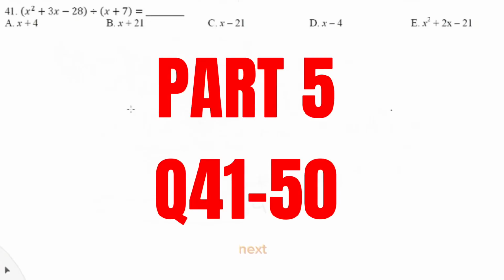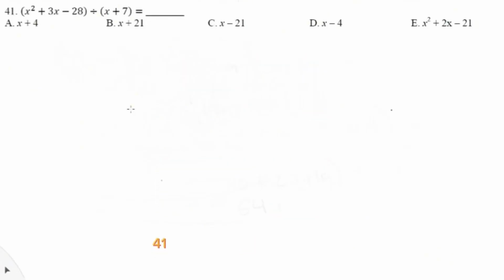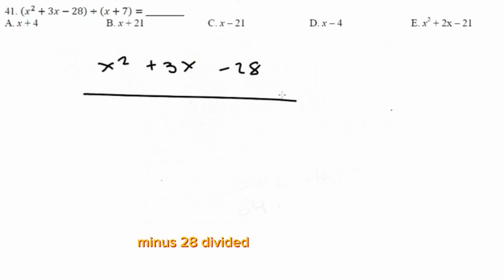Let's do it. Next, 41. x squared plus 3x minus 28 divided by x plus 7 equals what? Alright, so to solve this problem, we have to first see what we have. So we have x squared plus 3x minus 28 divided by x plus 7.